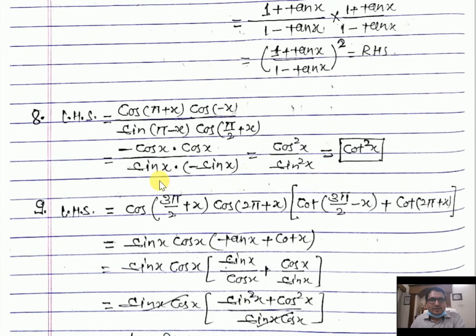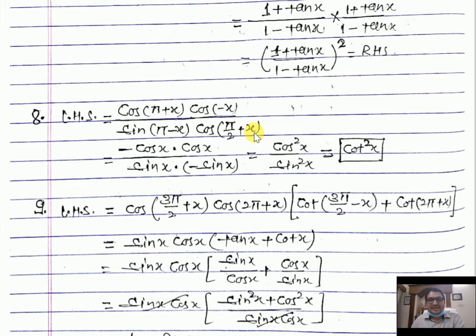Question number 8. cos(π + x) cos(−x) upon sin(π − x) cos(π/2 + x). So cos(180 + θ), π + x means cos(180 + θ). It will lie in the third quadrant. Tan and cot plus, this will be minus, so minus cos x. Cos(−θ), it will lie in the fourth quadrant, so cos x. Sin(180 − θ), second quadrant, it will be plus sin θ.